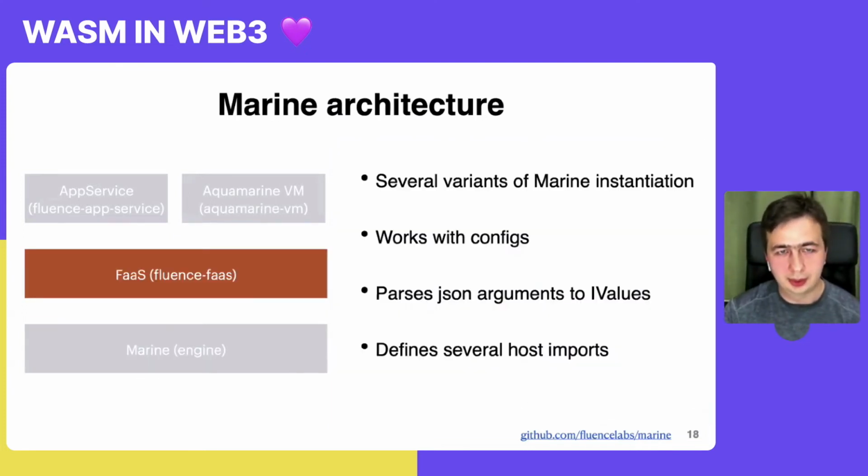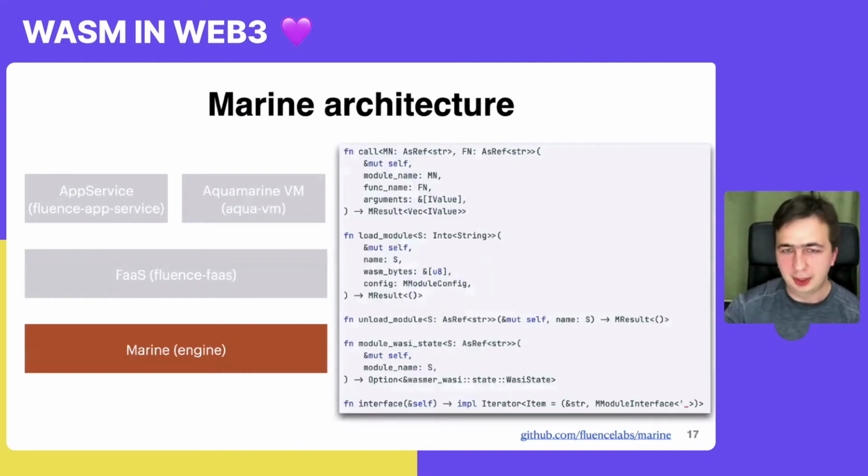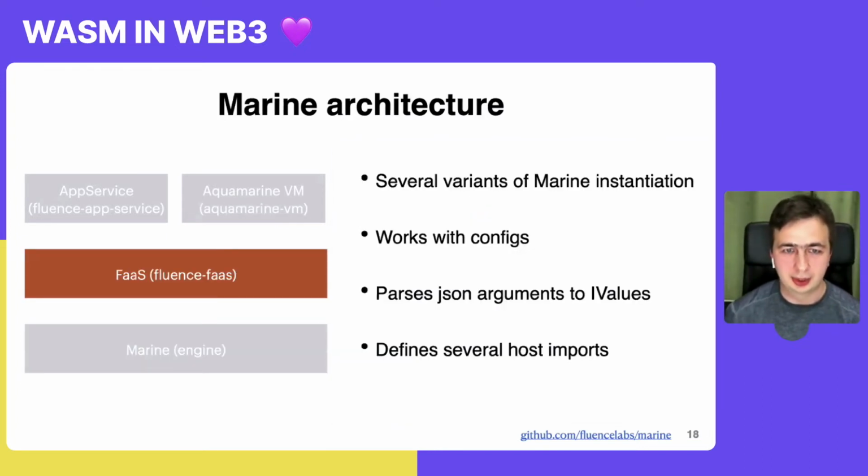And the second layer, which also could be used not only by us, is intended to provide several variants of constructors. It also provides several functions to work with configs, and it has a function that mimics a call, but receives arguments not in this form, but in the form of JSON. So you could just call it with JSON arguments and also get JSON results. And it also defines several host imports that are special for network.